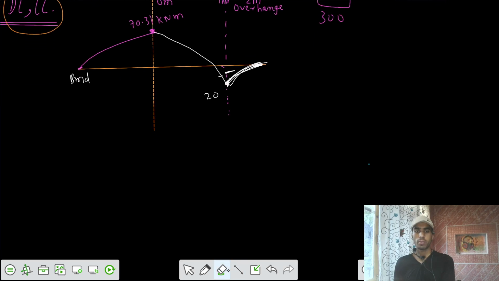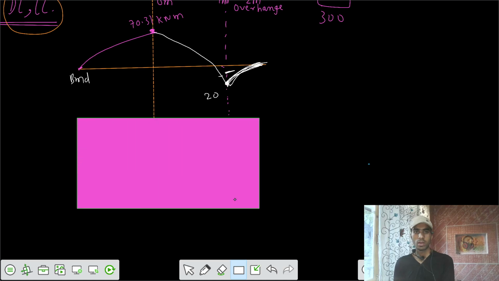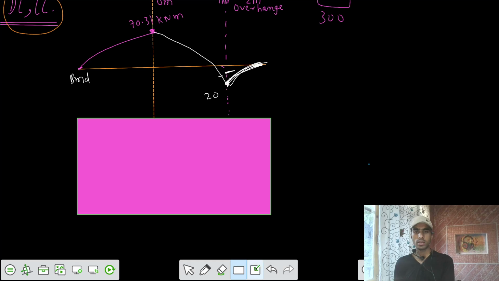Let's try to have a bigger beam here. Let's say this is your beam, simply supported. This one is your overhang. Here we have the overhang. This is 8 meter and this one is your 2 meter. And the neutral axis, let's assume that this is the neutral axis.